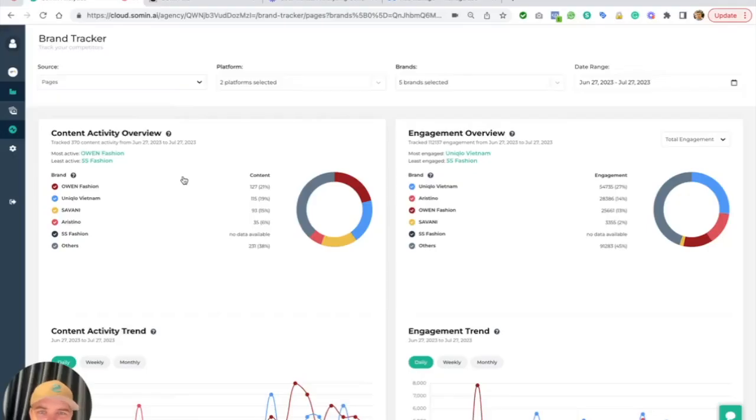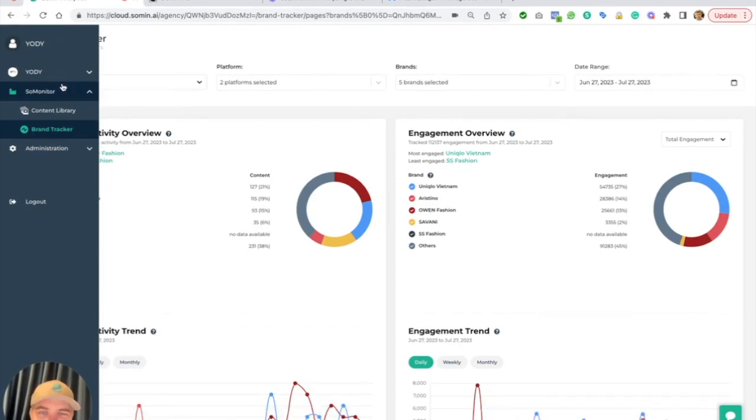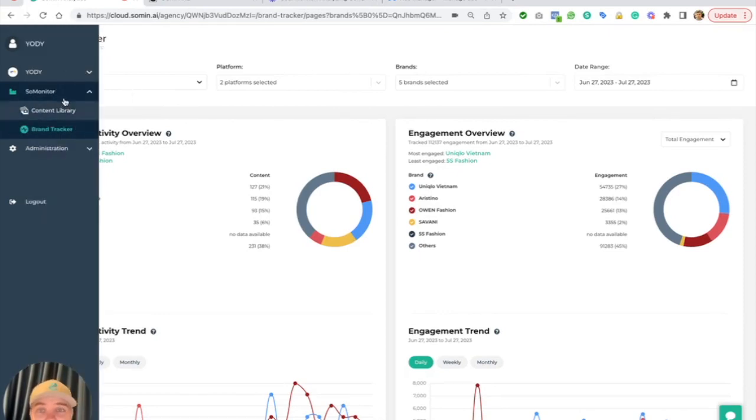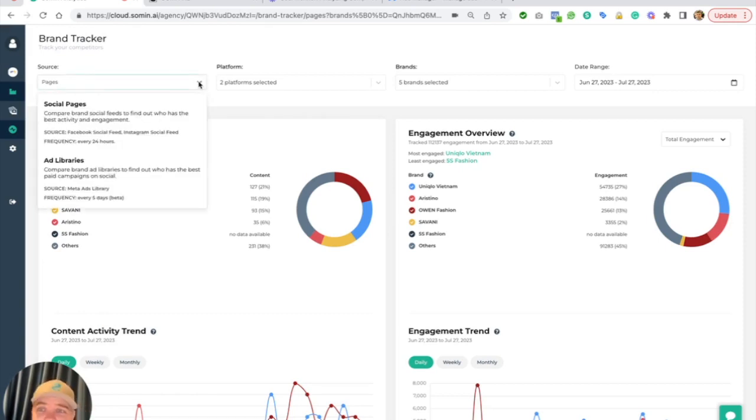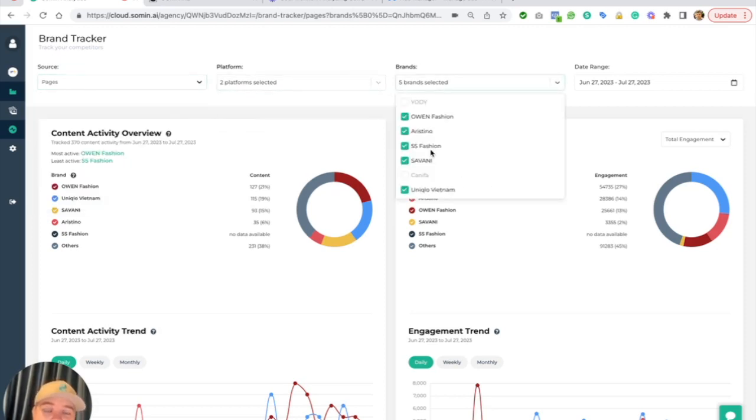Professor with you today, and we're going to talk about SOMONITOR, the platform for marketers that helps you keep your hand on your competitors' pulse. The SOMONITOR platform consists of two cool modules. One is called Brand Tracker, another one is called Content Library. Both of them allow you to monitor the data of your competitors across paid and organic channels, multiple platforms, and also up to 10 of your competitors here.